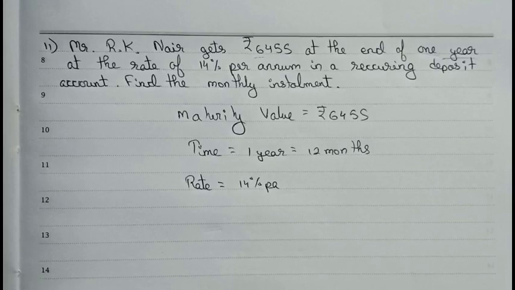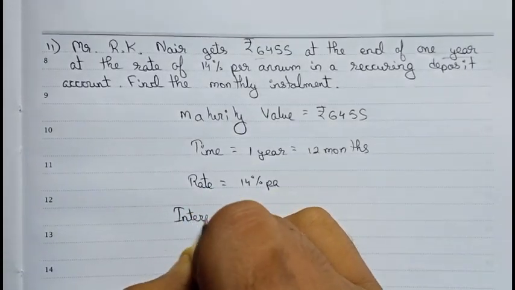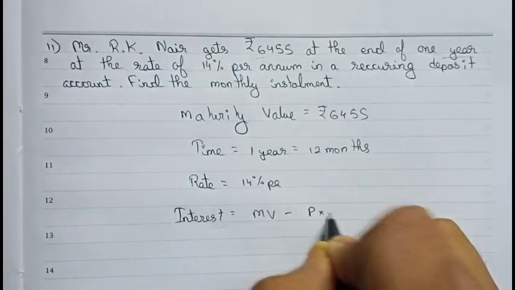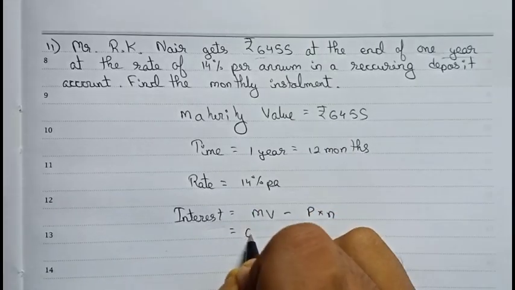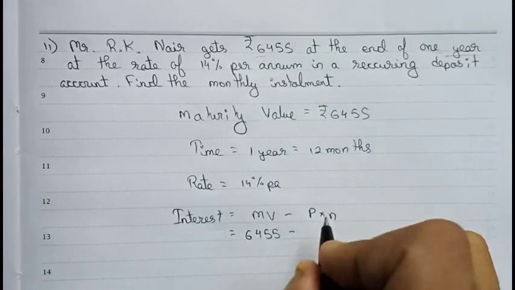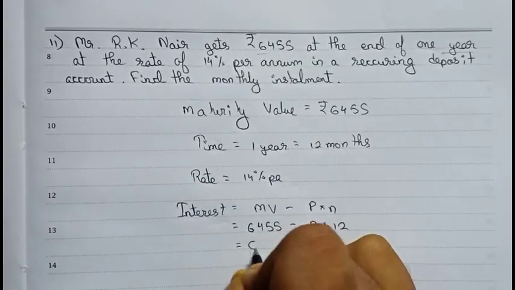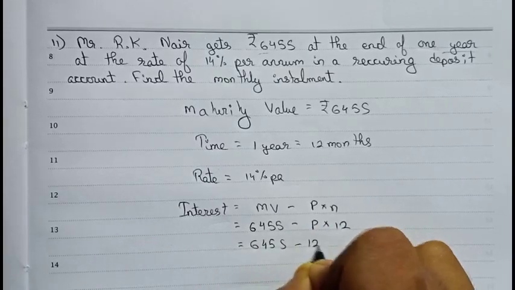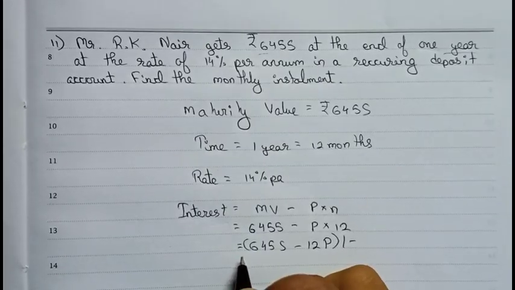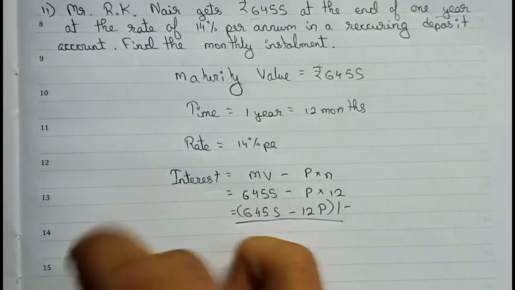So first we will find out the interest. Interest is equal to maturity value minus principal into n. So maturity value is given, 6,455 minus p, which is unknown, so p into n, n is 12. So 6,455 minus 12p rupees. So this will be our interest. We will take this interest only and we will solve.